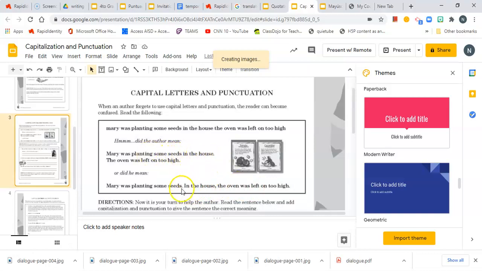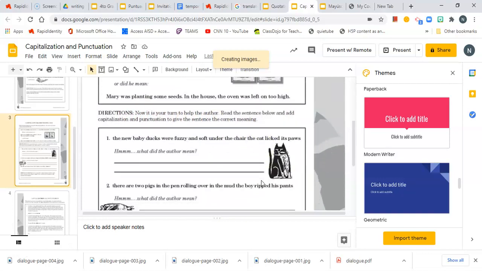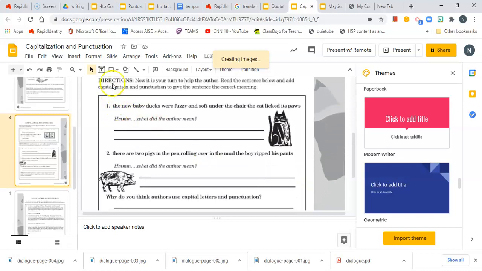So we put a period at the end of seeds. We start the next sentence with a capital letter. And since they're giving me a location, we put a comma after the location and then complete the sentence. So directions. Now it is your turn to help the author. Read the sentence below and add capitalization and punctuation to give the sentence the correct meaning. And so let me put some text boxes here as well.